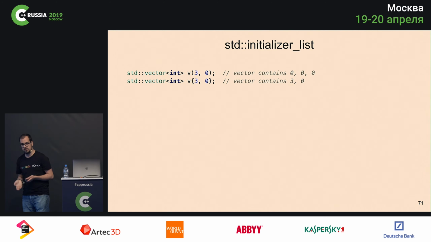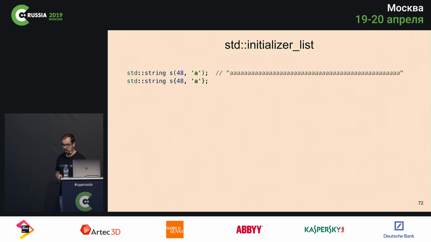But then instead, if you use brace init list, it's going to do the initializer list thing, which means it's going to construct a vector that has two elements, 3 and 0. Now, this is actually not the most confusing example. There's even more surprising things. So let's consider this example.